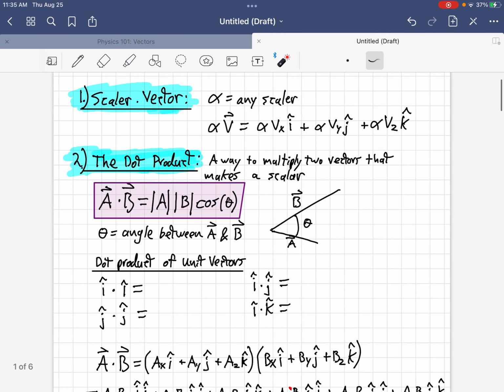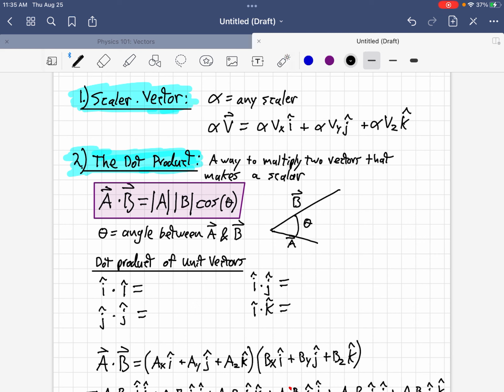So the next product we'll be dealing with is called the dot product. It's a way that you multiply two vectors and you turn it into a scalar. So two vectors becoming a scalar. That's interesting. So the dot product definition: a dot b, where we have two different vectors, is going to be equal to the magnitude of a times the magnitude of b times the cosine of the angle between them. All right? So that's interesting.